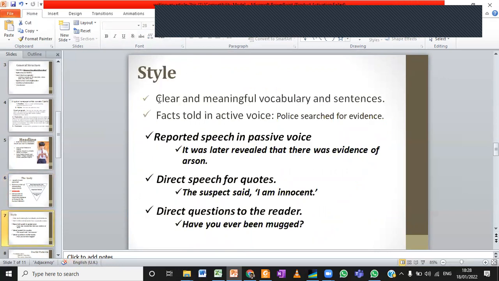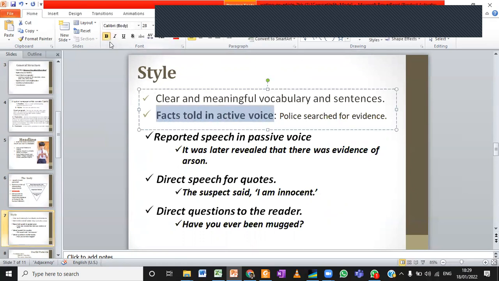Remember I told you to keep your ideas simple, right? Keep your idea very simple. Now, do not use big grammar that will confuse people, okay? Your facts must be told in active voice. I taught you active voice some time ago, okay? Do you remember? Do you still remember what that is?